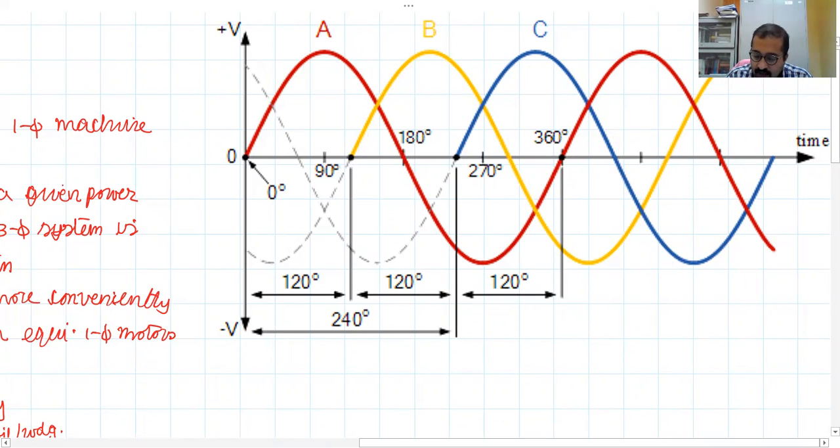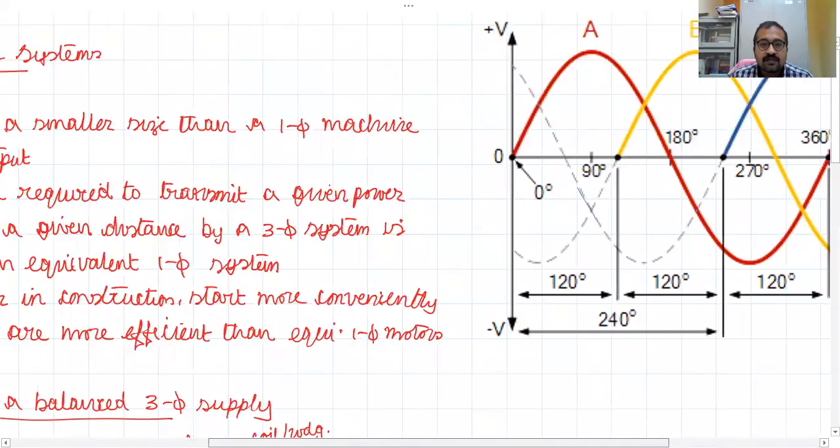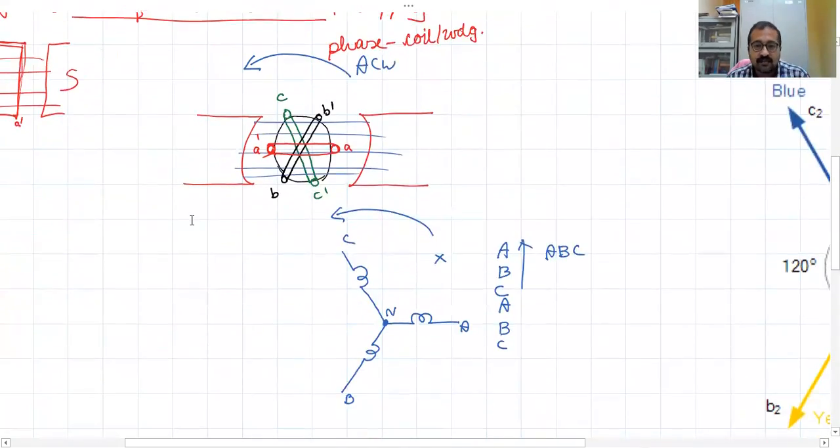So don't think that EMF in coil B starts from 120. No, it is there. It is continuously rotating. That is why it is extrapolated to the backward side like this. Similarly, EMF in coil C will be like this. So it's continuous waveforms. This is how three-phase EMFs are being generated.